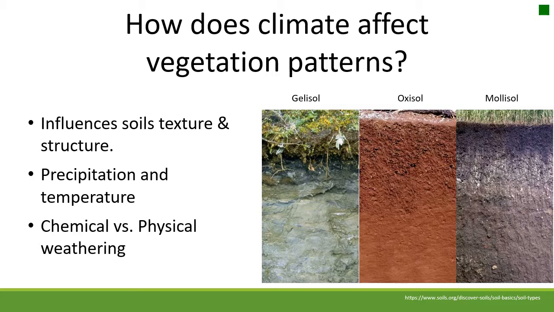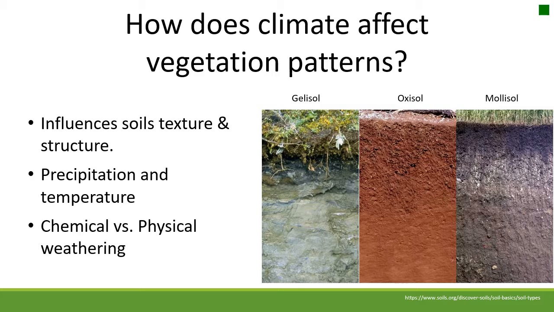Temperature influences the rate of weathering. The higher the temperatures, the faster the chemical processes that can go on. And then under freezing temperatures, very little chemical weathering actually takes place. But we see an increase in mechanical weathering from freezing and thawing cycles again. The three examples I have over here to the right are, the first is a gelisol, the middle one is an oxisol, and the third is a mollisol.